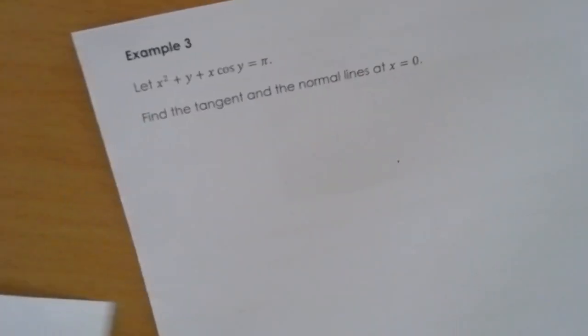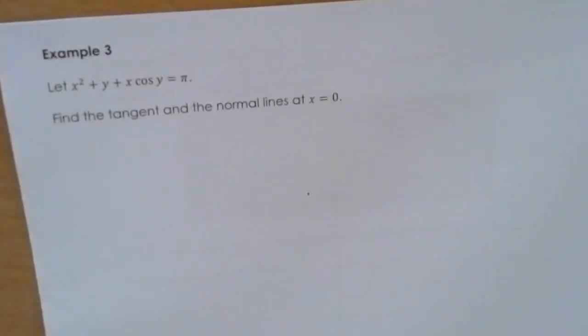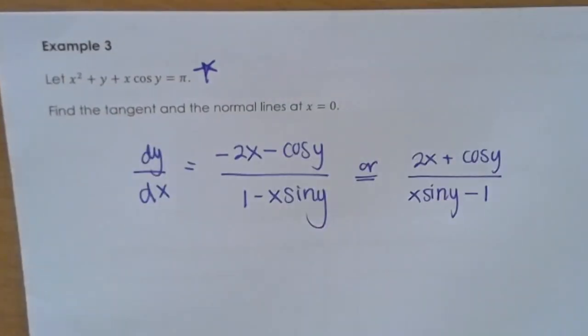Example number 3. I want you to pause and see if you can do that implicit differentiation for this. Just pause and try it. Okay, so once you isolated dy dx, you could have gotten one of these two, depending on how you felt about all those negatives or not. It doesn't really matter. We're going to end up with the same tangent line either way you go. So it's really just preference there.